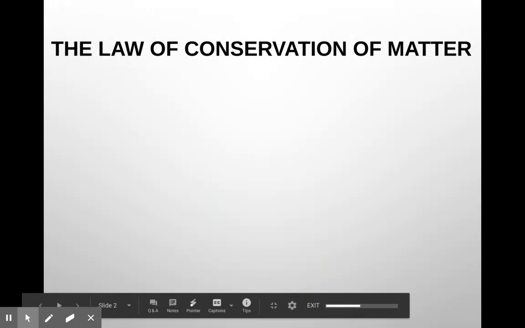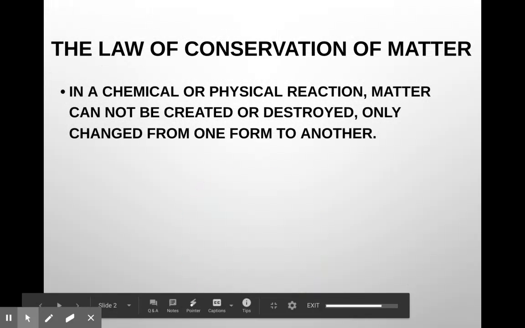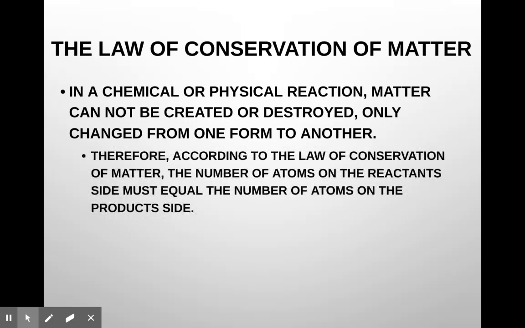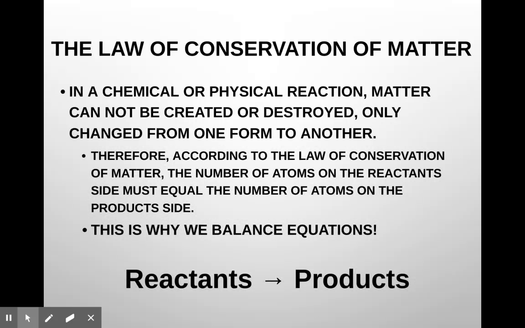So, with balancing equations, what we're going to see is that the law of conservation tells us that in a chemical or physical reaction, matter cannot be created or destroyed, but it can only be changed from one form to another. Therefore, according to the law of conservation of matter, the number of atoms on the reactant side must equal the number of atoms on the product side. So this is why we balance equations.